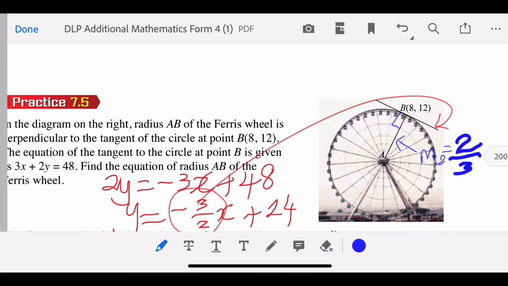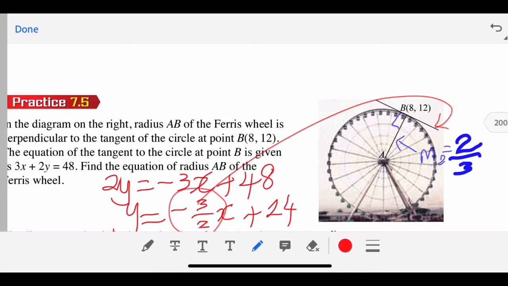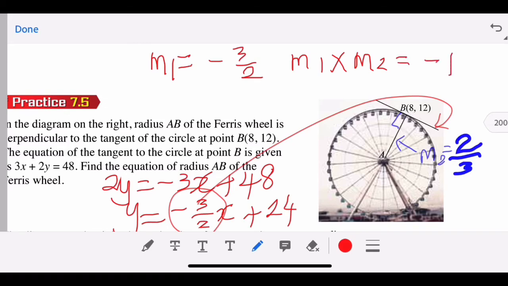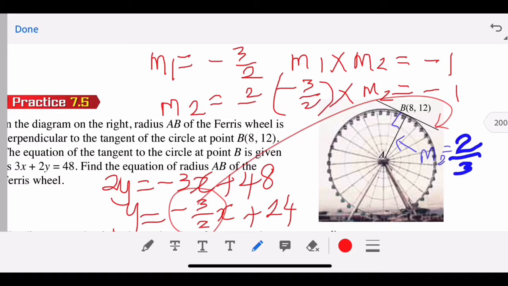Okay, this is because both lines are perpendicular. So the gradient for the AB can be found using the relationship between m1 and m2. When multiplied, you get negative 1. So again, I'm showing you that I need to express into y equal to mx plus c. Then only I can read out the gradient. So the gradient for the tangent to the circle is negative 3 over 2.